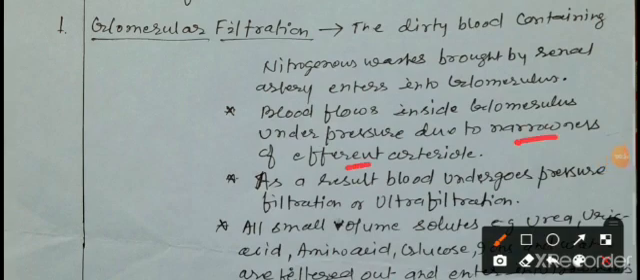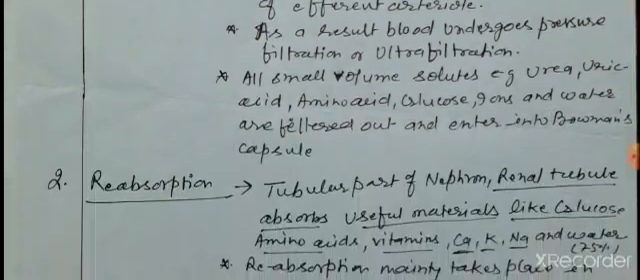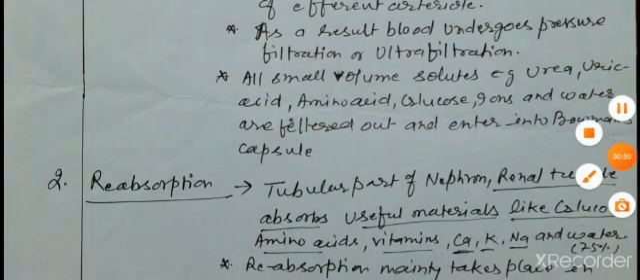As a result, blood undergoes pressure filtration or the ultrafiltration, in which all small volume solutes which are the urea, uric acid, amino acid, glucose, ions and high amount of water are filtered out and enter into Bowman's capsule. So Bowman's capsule receives the filtrate.